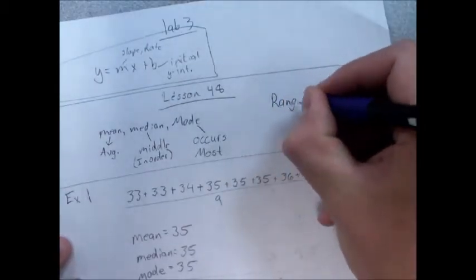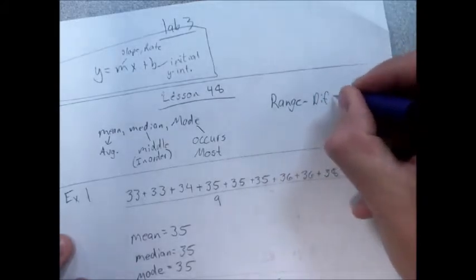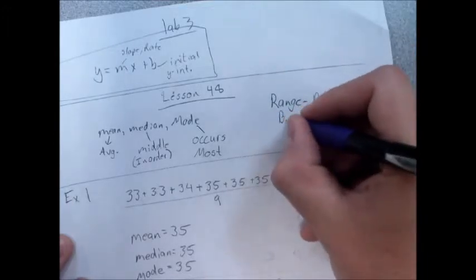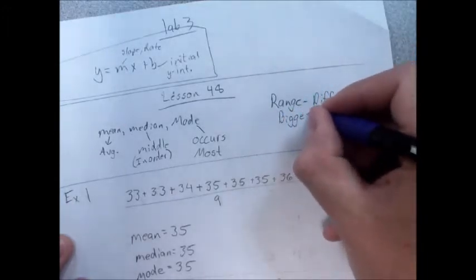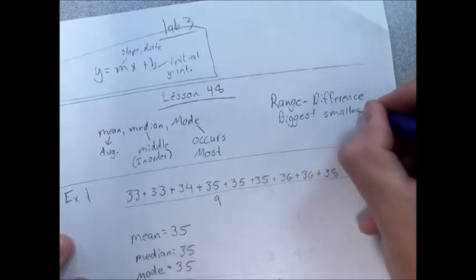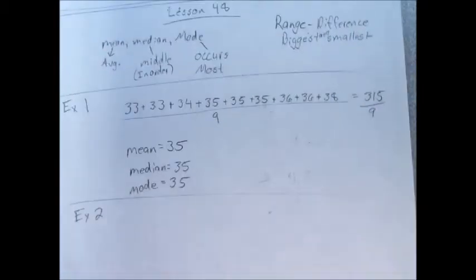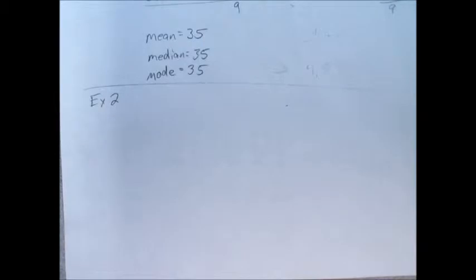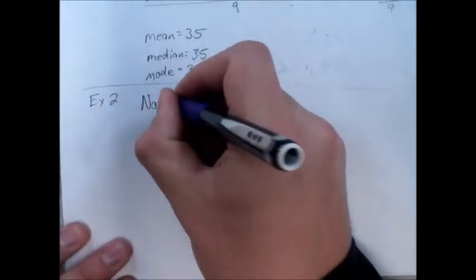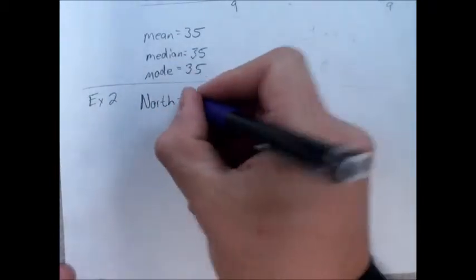It's the difference between, right? The difference between what? Right. Difference between biggest and smallest. The highest and the lowest. Whoops, forgot to write and in there. So it's the difference between the biggest and the smallest. So for this example, we're going to look at the north. And I want you to go through there and find the smallest number. When you find it, let me know.